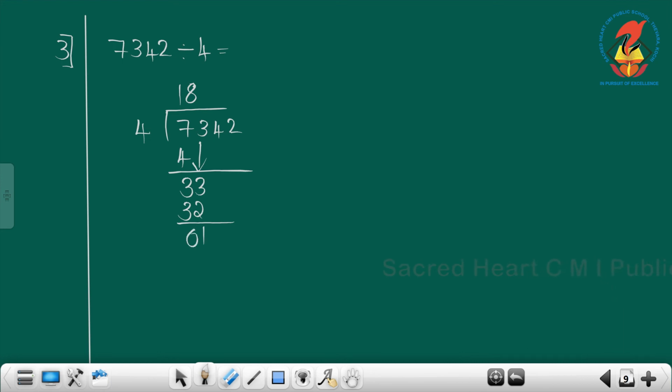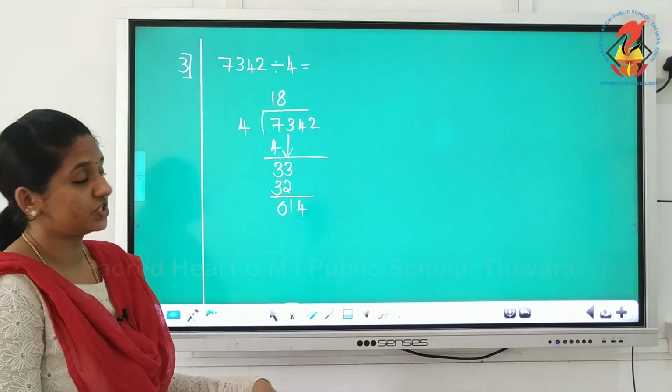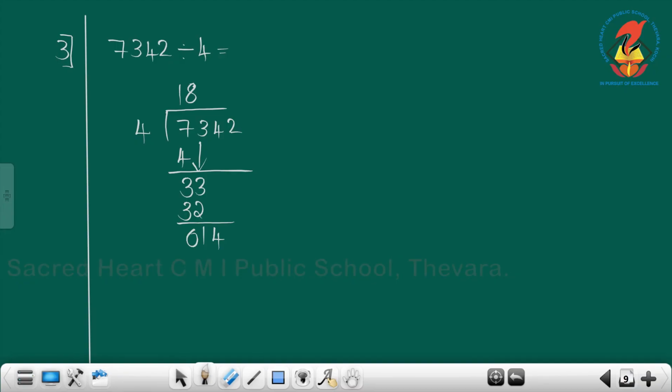What is the next step? Bring the next digit, bring it down. It's 14. So, 4 3s are 12. 4 4s are 16. So, we take 3 times. 4 3s are 12. Next step is subtraction. 4 minus 2 is 2. 1 minus 1 is 0. Then last digit bring it down.